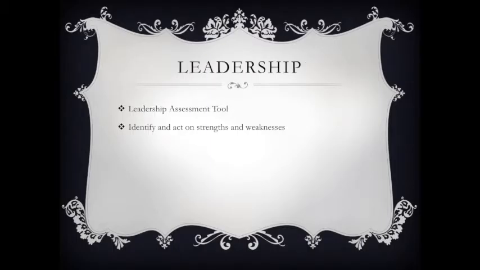In the leadership portion of this process, positional leaders in the company will take a leadership assessment tool. The results of this tool will provide insight into the leadership style of the company. The results will be analyzed and the strengths and weaknesses will be identified and addressed.